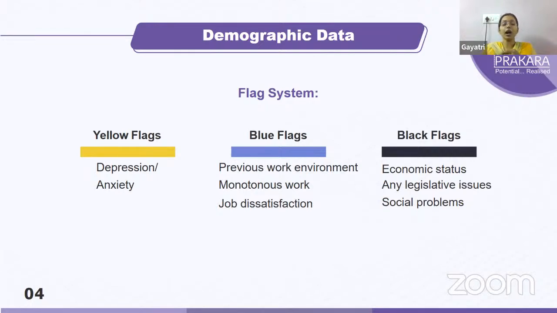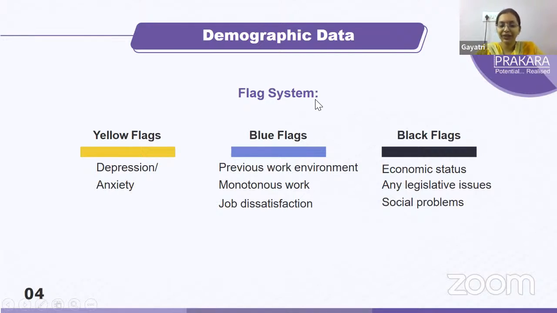Blue flags is to ask about the previous work environment. How was his job before the injury? I would ask Thomas what kind of work it was: was it monotonous, or dynamic, or under pressure? What were the issues he was facing, and did he have any job satisfaction? Okay. And then the black flags.